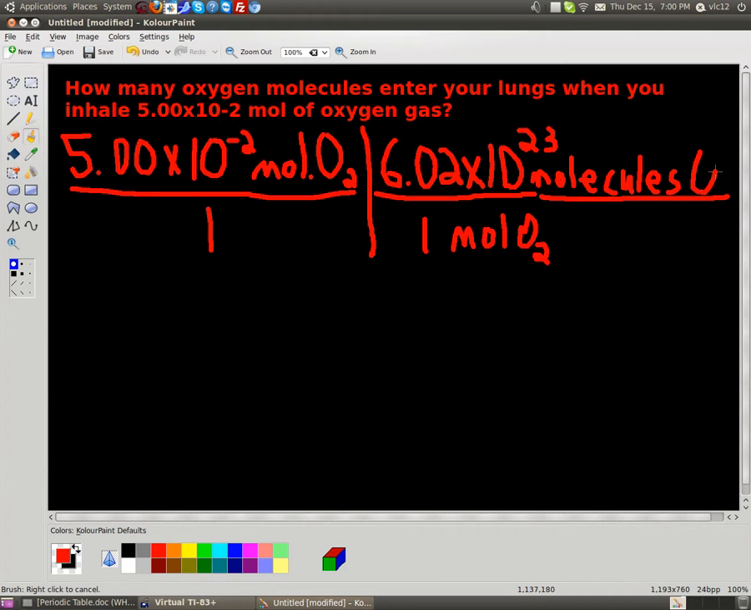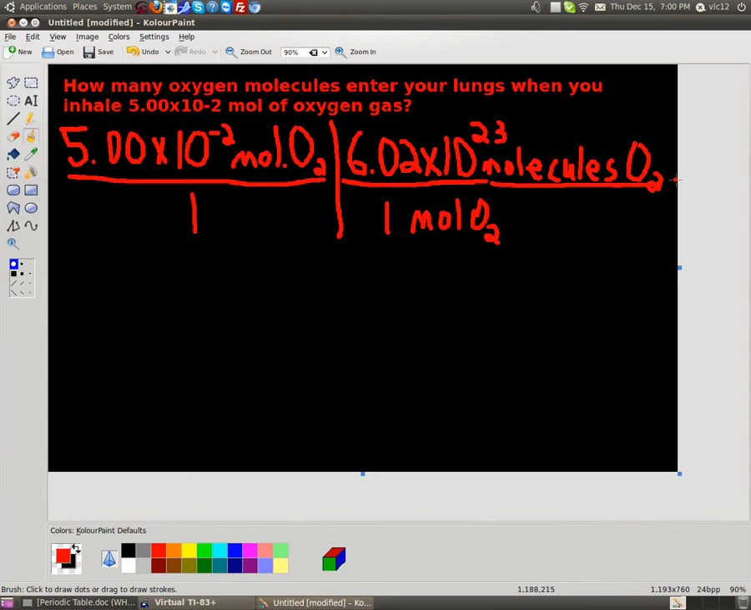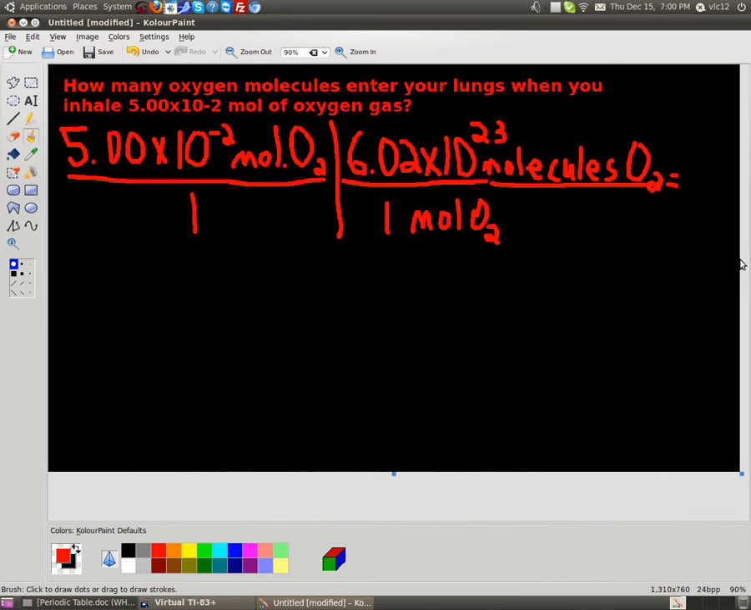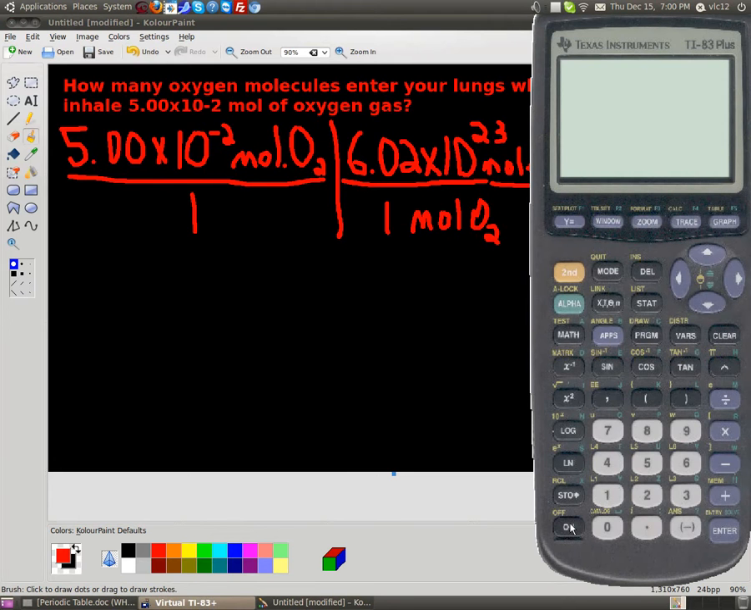It's actually O2. Anyway, we've got it set up now. If you need to, you can put an equal sign on there. I'll change the percentage to 90 so we can see it. Equals what? Well, let's go ahead and punch this into the calculator. Turn on your TI-83 calculator. I know you've got one.